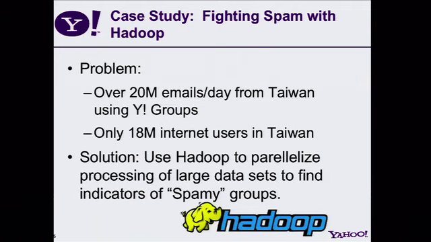We noticed that we were getting over 20 million emails a day going to Taiwan users from Yahoo Groups. This was a little suspicious because there's really only about 18 million internet users in Taiwan. So we knew that we had a problem here. The first thing we did was look around. Hey, is there anything out there that we can use to help us identify and delete these groups very quickly?